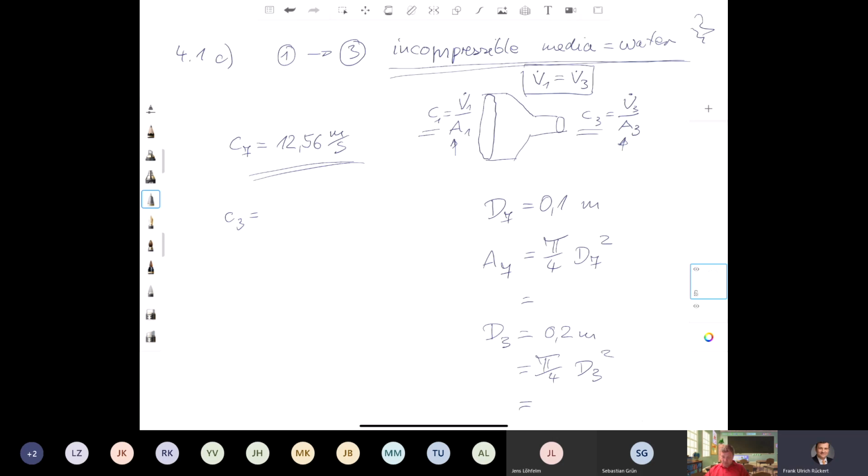So let's say the first diameter gives 7.5 times 10 to the minus 3 square meters. And the second is divided by 4. It's about, okay.